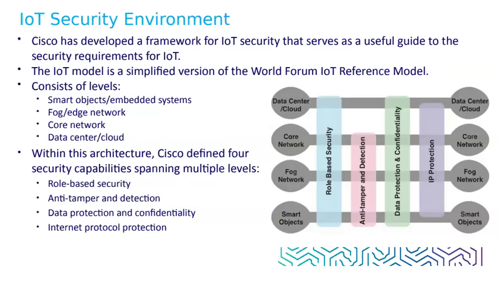With all these possibilities, the Cisco IoT security framework provides a simplified version of the World Forum IoT reference model, and this model consists of four architectural levels. One is smart objects or embedded systems, then fog or edge network, then core network, and the data center or cloud. To protect these levels, Cisco has defined four security capabilities that span the entire architecture.